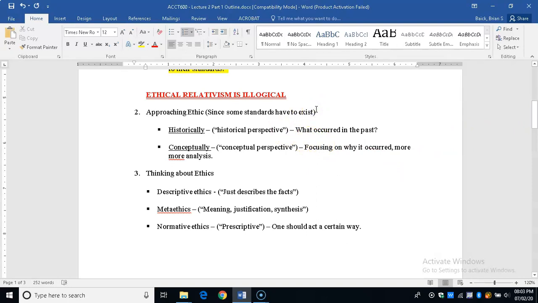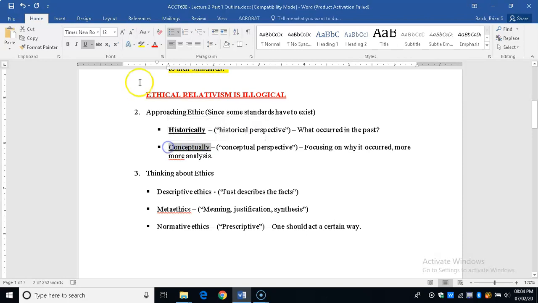First, you can think of ethics in terms of historical or conceptual perspectives. Historical just means what happened in the past. So historical is very journalistic in nature. It's just explaining what people think or thought in the past. What did the ancient Romans think was correct or incorrect?